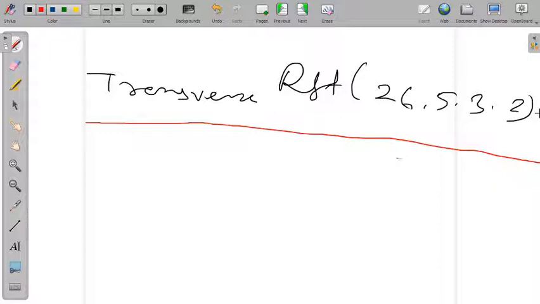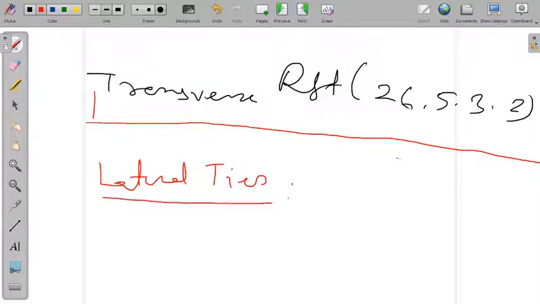Now there are two types of transverse reinforcement we have discussed earlier. One is the lateral ties, and another is the spiral reinforcement. Lateral ties are provided in the case of tied columns. So first is basically lateral ties, which we provide in the case of a tied column.